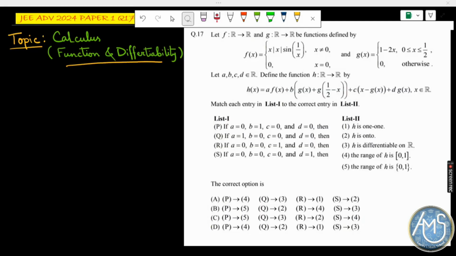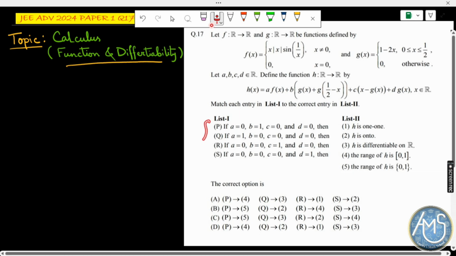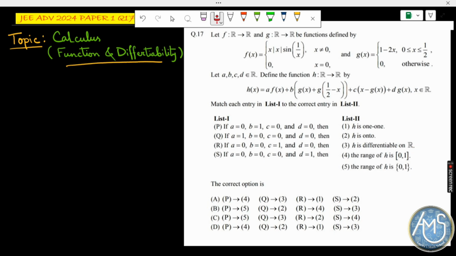So today we will solve question number 17 from JEE Advanced 2024 Paper 1, Section 4. That means we have to match two columns. In the first column we have 4 options and in the second column we have 5 options. We have to match them. If you get the correct answer you will get +3, if wrong then -1, and if unanswered then 0.